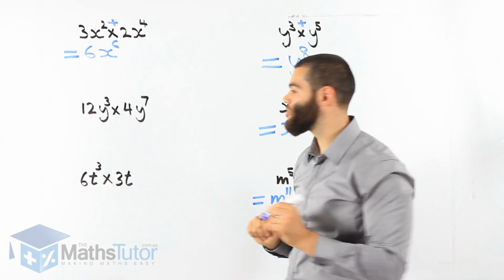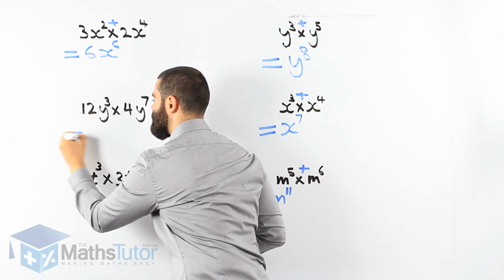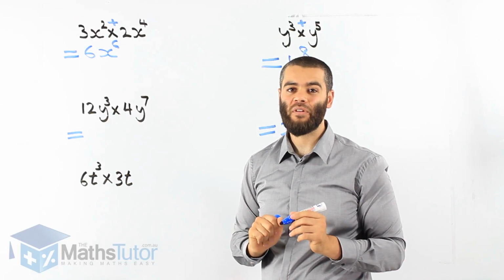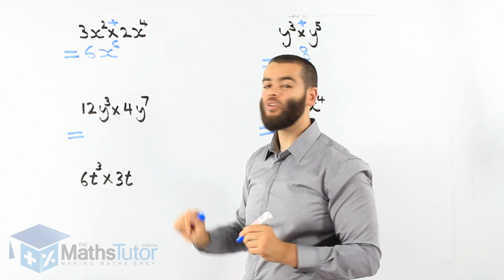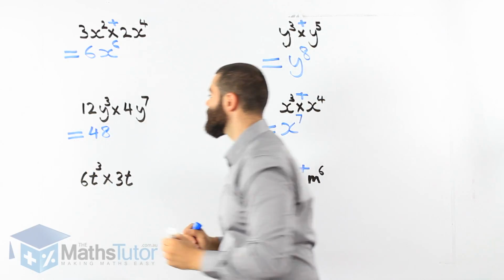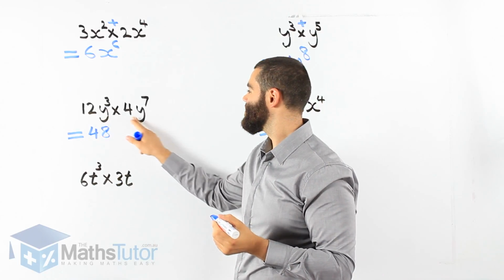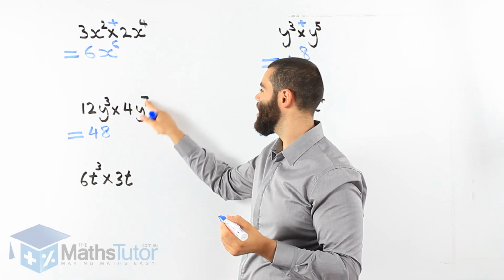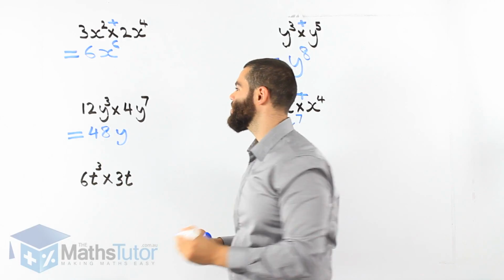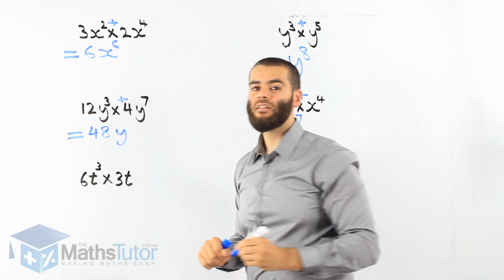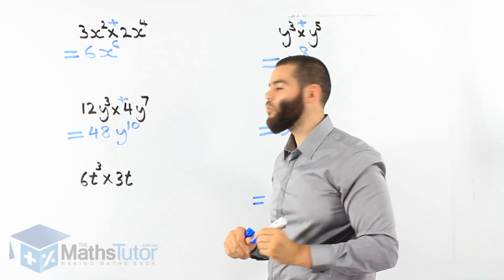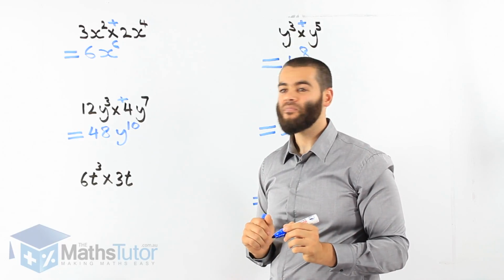Try doing this one yourself. What are we going to do? We have our numerals first. Always numerals are written first. 12 times 4, 48. Now what? We have the same base, y to the power of 3 times y to the power of 7. So our base is y, and we simply add the indices. 3 plus 7, so 48, y to the power of 10.